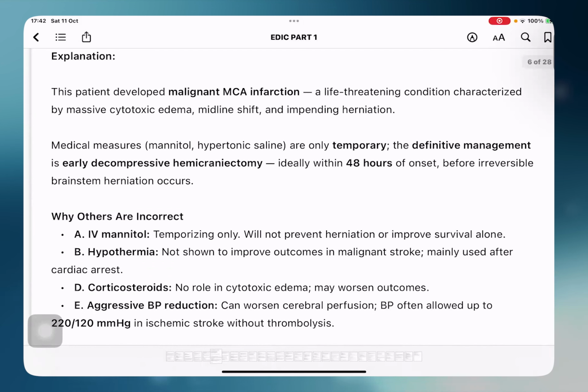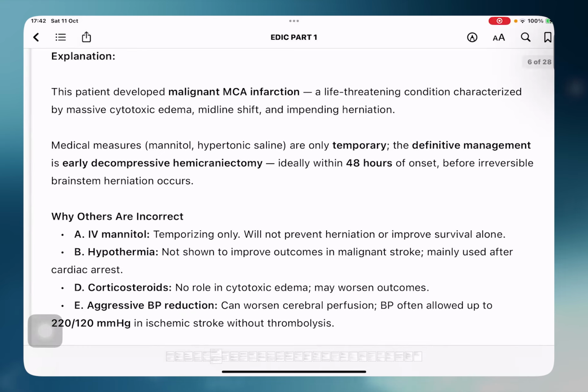IV mannitol, again, is temporizing. Hypothermia has not been shown to improve outcomes in malignant stroke. It is mainly used after cardiac arrest and a successful CPR, which is a long CPR. Steroids have no role in cytotoxic edema and may worsen the outcomes. Aggressive blood pressure reduction can decrease.